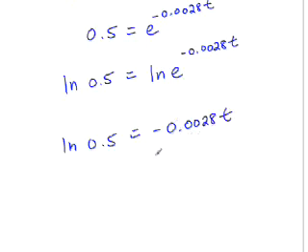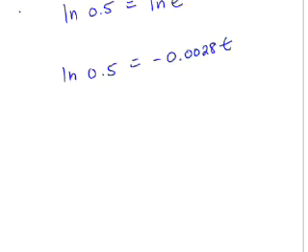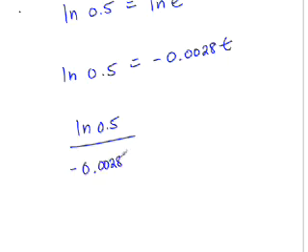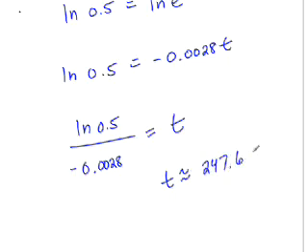0.0028t. And then to solve for t, we'll simply divide both sides by our decimal. So the natural log of 0.5 divided by negative 0.0028 is equal to t. And when we number crunch that on our calculator, t is approximately equal to 247.6 days.